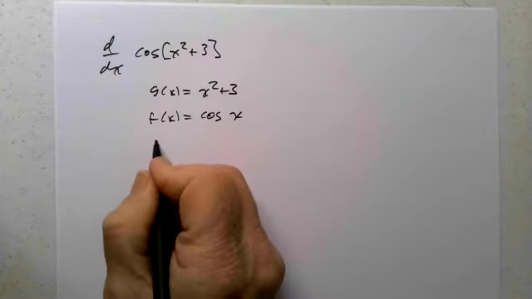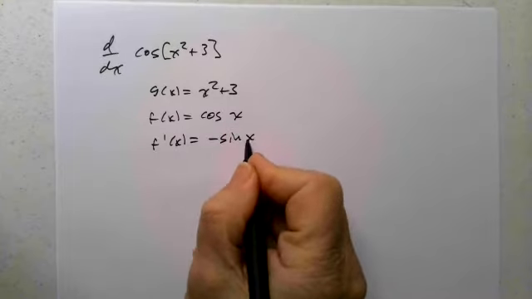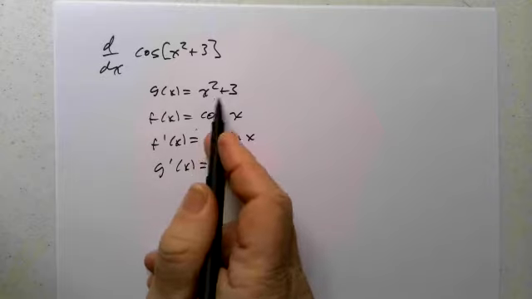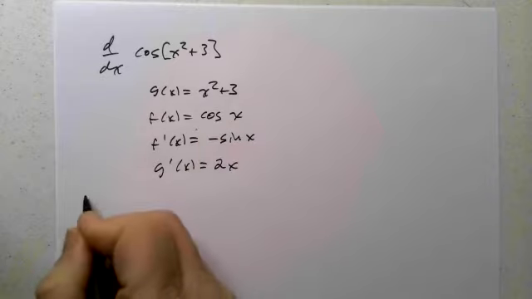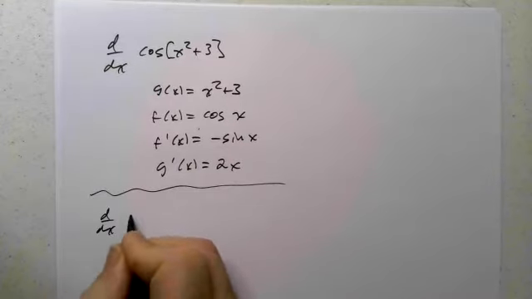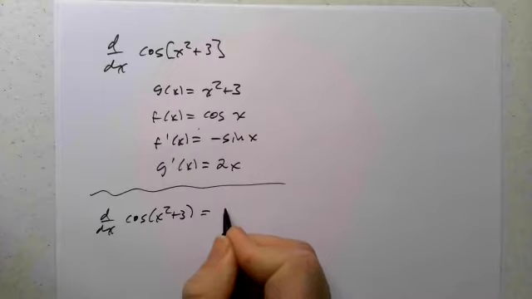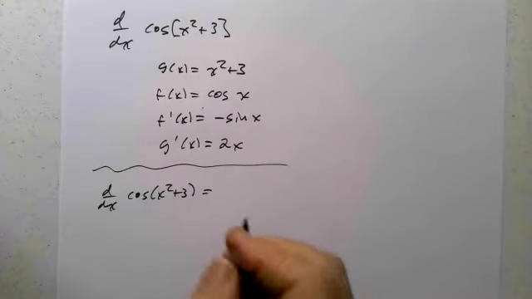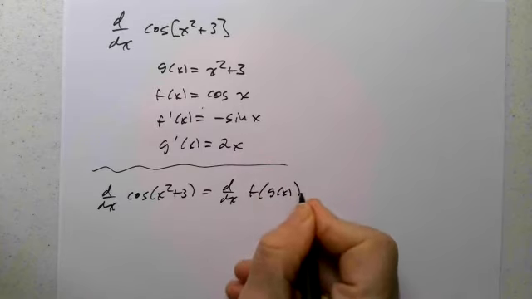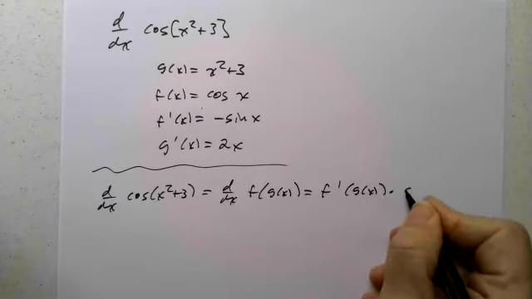So then what is f prime of x? The derivative of cosine x is minus sine of x. And how about g prime of x? The derivative of x squared plus 3 would be 2x. So the derivative with respect to x of cosine of x squared plus 3 is the derivative with respect to x of f of g of x, which is f prime of g of x times g prime of x.